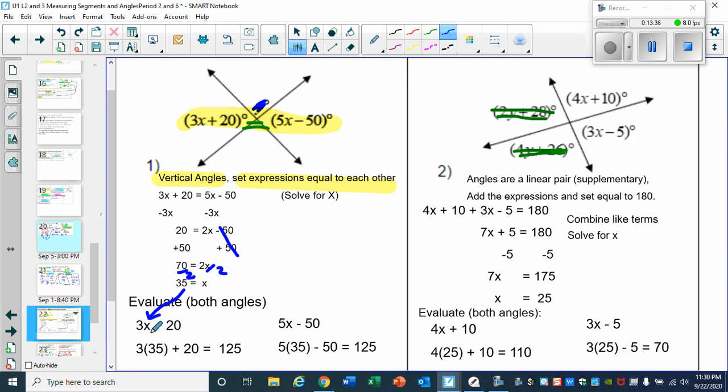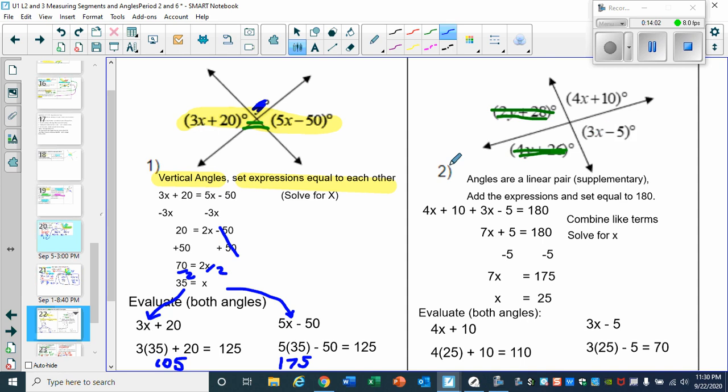X goes in: 3 times 35, which is 105, and then 105 plus 20 is 125. Similarly, 5 times x minus 50, 5 times 35 is 175, and 175 minus 50 is 125.